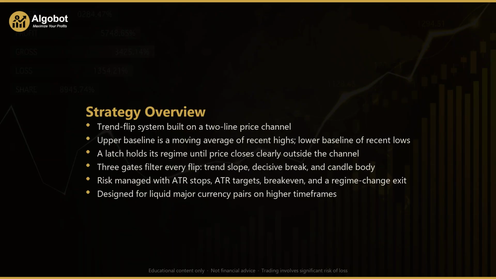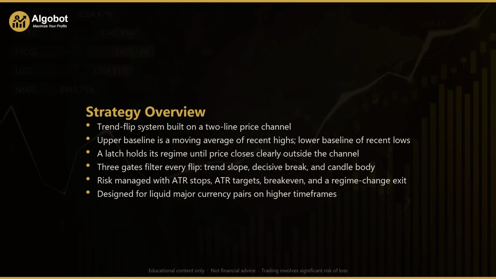Let's begin. Let's start with the big picture. Channel Latch Trend Flip belongs to what traders call the channel family of systems. At its heart are 2 lines drawn from price itself. The upper line is a simple moving average of recent highs, which acts as a moving resistance baseline. The lower line is a simple moving average of recent lows, which acts as a moving support baseline. Together, these 2 lines form a channel that breathes with the market.